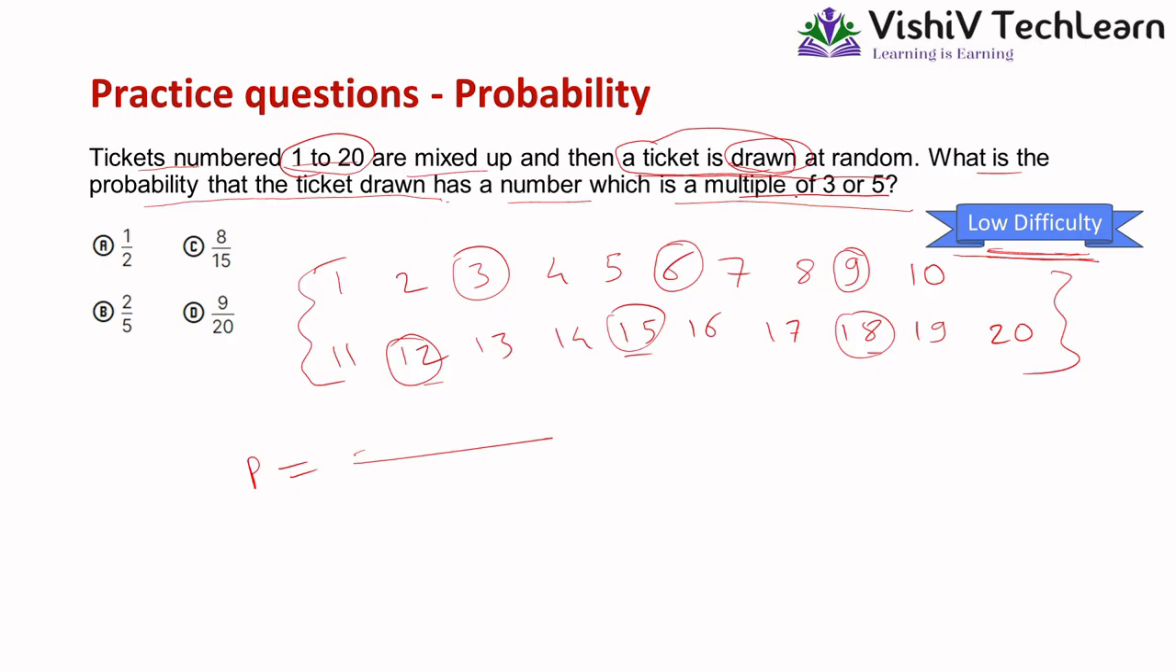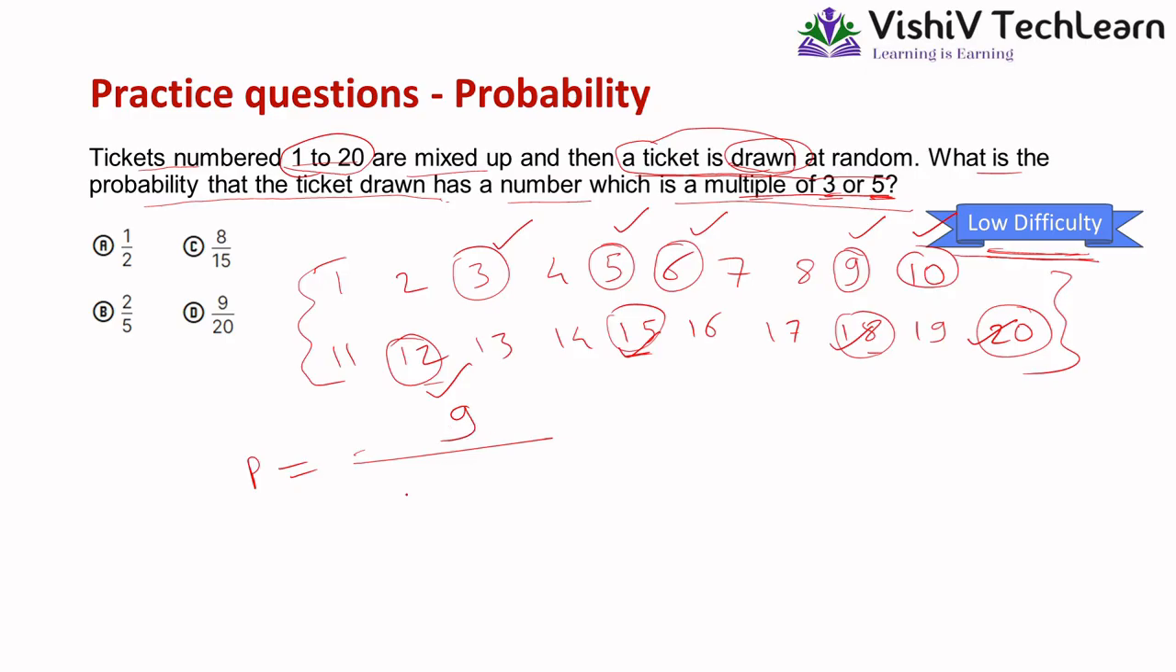But here it is mentioned, it can be multiples of 3 or 5 also. So multiples of 5 also we need to find out. So 5 can be there, 10 can be there, 15 we already have highlighted, and 20 also can be there, right? So desired events or desired results are 1, 2, 3, 4, 5, 6, 7, 8, 9.